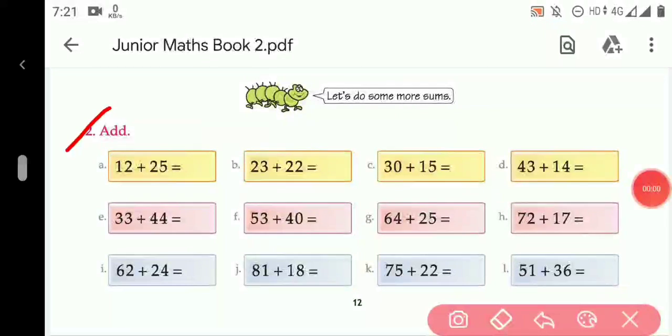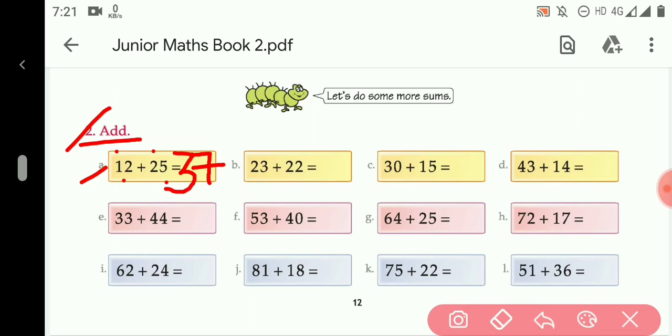Question number 2, addition. A part, 12 plus 25. They both are two-digit numbers, so I have explained before also. First we will add the ones of both the numbers, that is 2 and 5 here. So how many? 7. So 7 will be written on the ones place. Then we will add the tens of both the numbers, which is 1 and 2. So how many? 3. So 3 will be written on the tens place. So what is the answer? 37.